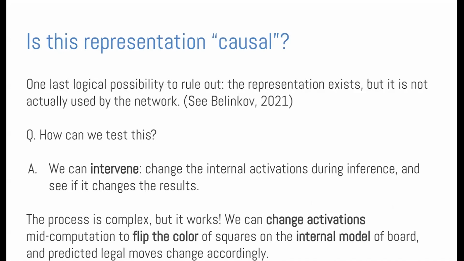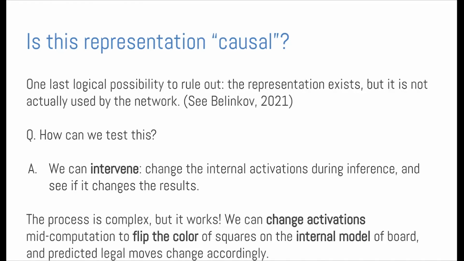Okay, so there is one last box that we need to check that's really important, which is that it's conceivable the network is creating this representation, but not really using it. This has been pointed out by a bunch of people, but there's a great article by Belinkov from 2021 that lays this out in great detail. So how can we test this? Well, we can try to intervene.